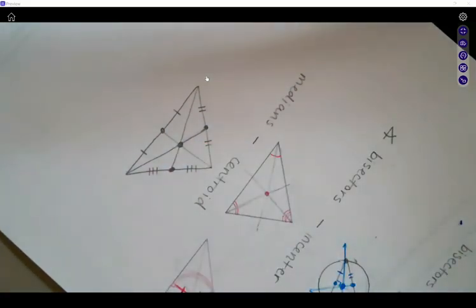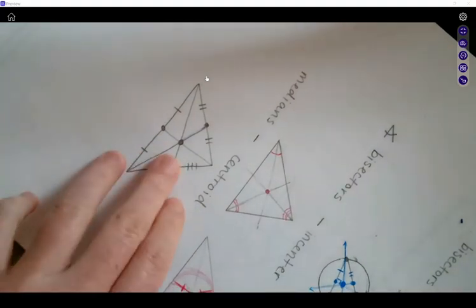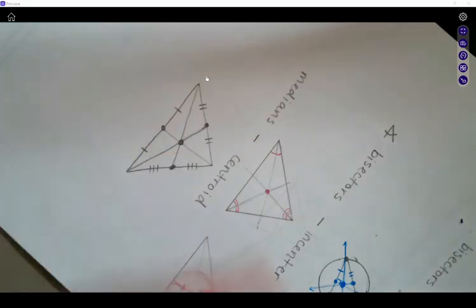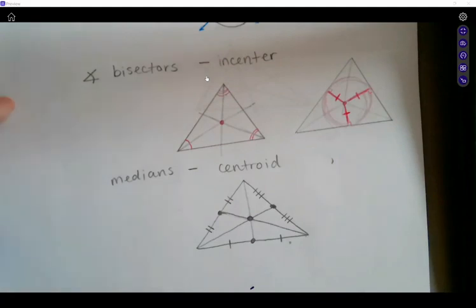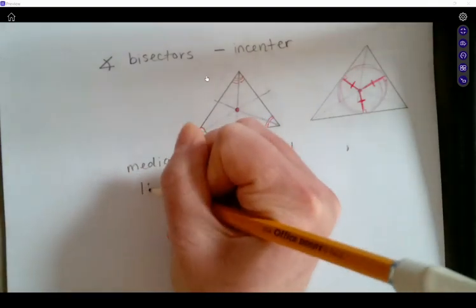You gotta slow down. I'm struggling. The nice thing about medians is that when they do meet at this point of concurrency, the centroid, it gives us a nice ratio relationship. Does anybody remember the ratio? Yeah, there's a 1 to 2 ratio.